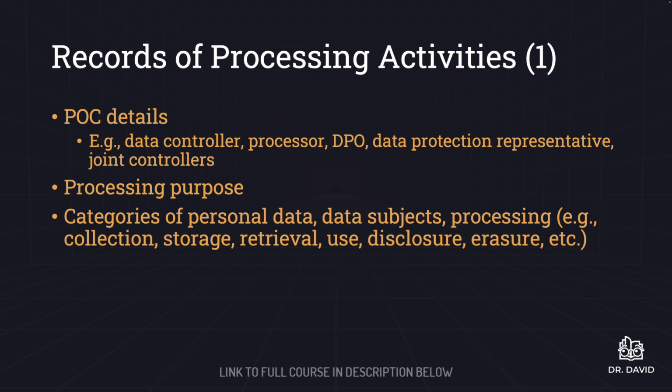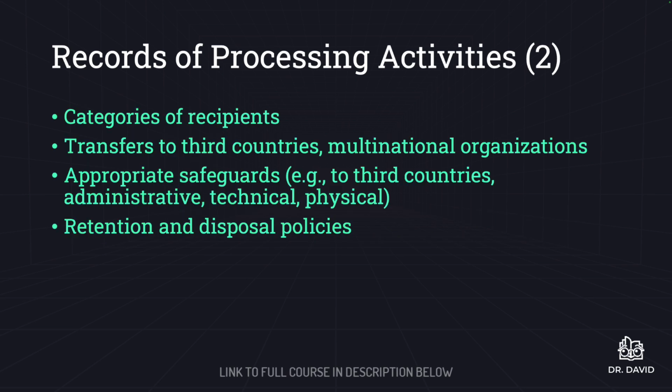The RoPA must list the processing purpose. It must also list the categories of personal data, the data subjects whose data is in the system, and the processing. For example, the collection, storage, retrieval, use, disclosure, and erasure of the data. RoPA must also include the categories of recipients, and so with whom is the data shared or disclosed to. If the data is being transferred to a third country or multinational organization, then those countries and organizations need to be listed. The RoPA must also identify the appropriate safeguards in place.